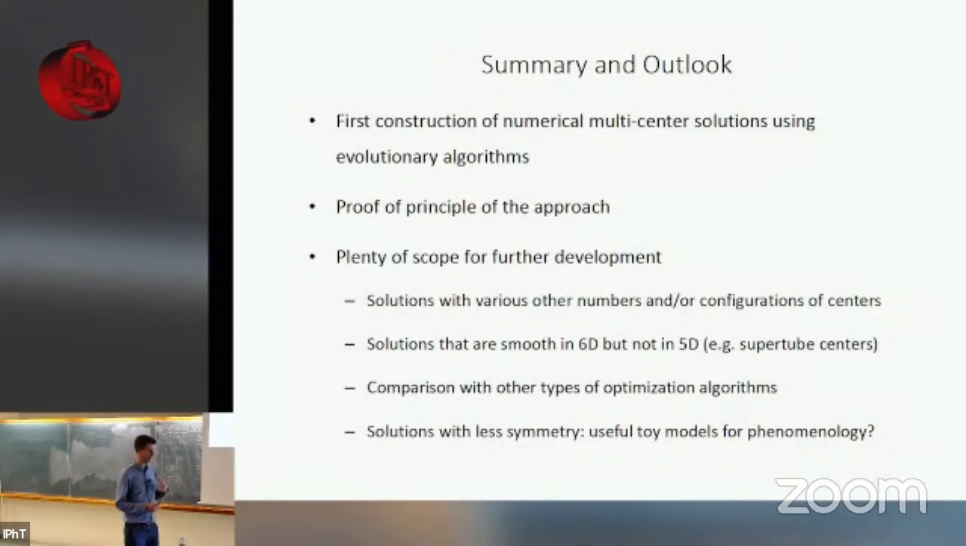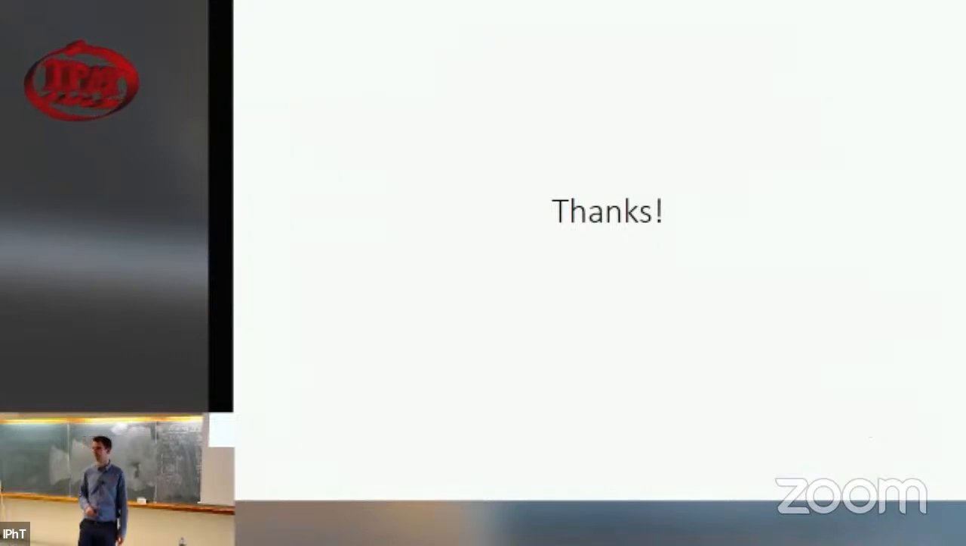But also, after Daniel's talk today, it got me thinking that maybe these solutions with less symmetry could be useful toy models for phenomenology because they may have less distinct features than some of the more symmetric solutions which have been studied to date. So that's it. Thank you.